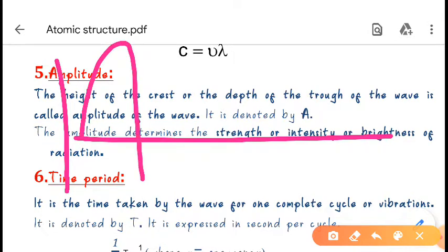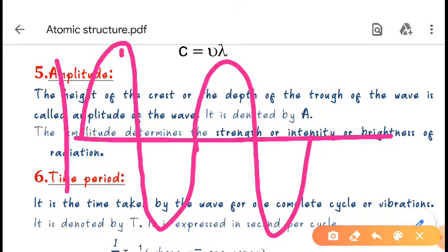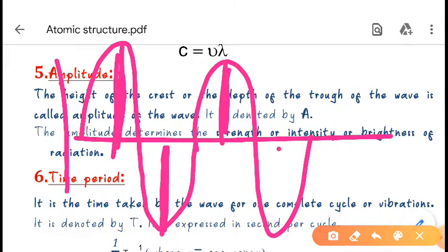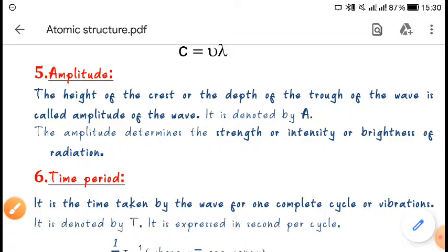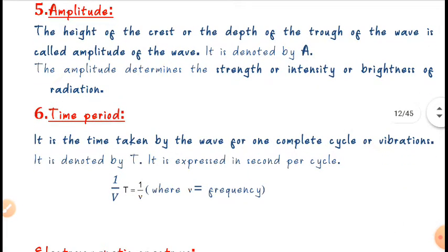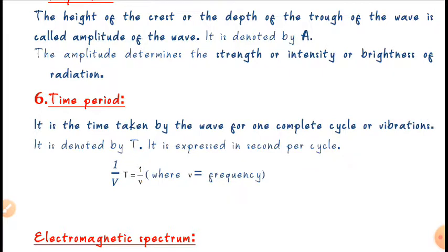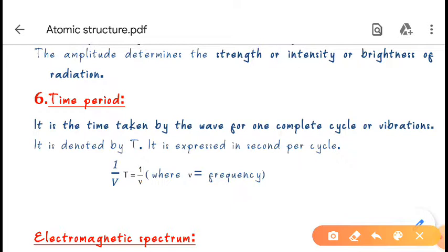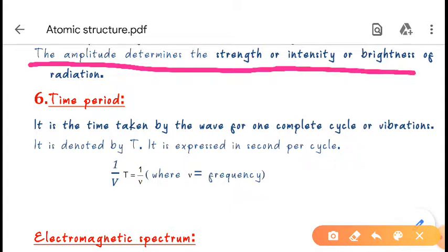So if the wave is like this, like this, and like this, the amplitude will be this distance, or this distance, or this distance. I hope you know that. Amplitude also determines the strength, the intensity or the brightness of the radiation. Keep this in mind.